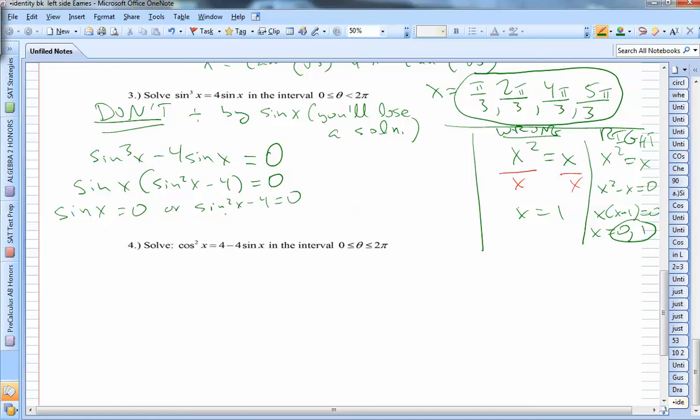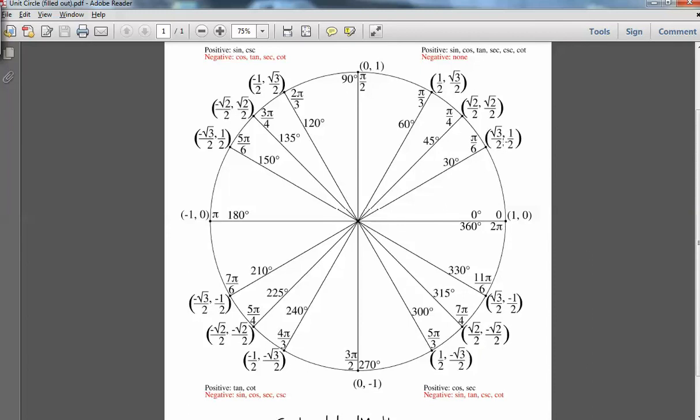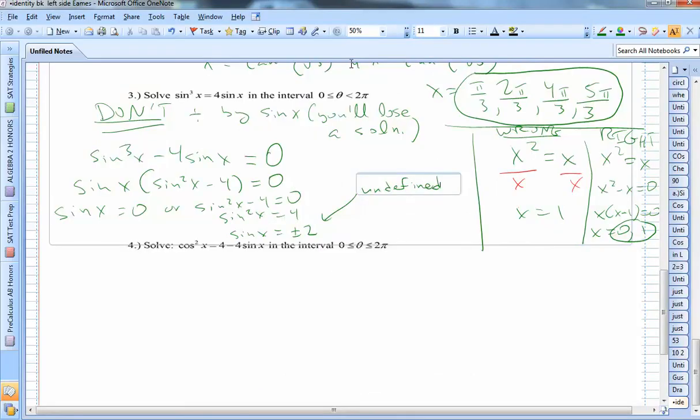If you keep going with the second equation, sine squared x equals 4, sine x equals plus or minus 2. Well, this would result in undefined. That's because nowhere can sine be 2 or negative 2 on the unit circle. Plus, we can't have a sine value greater than 1, because that would imply that the side opposite the angle will be greater than the hypotenuse, and of course, the hypotenuse has to be the longest side in a right triangle. So we can't have that.